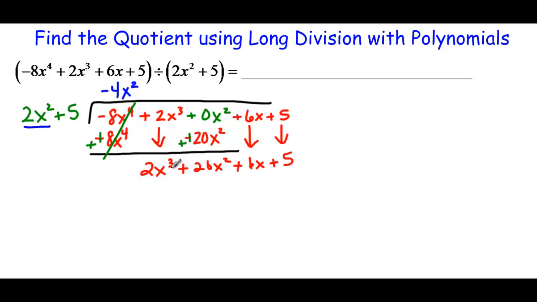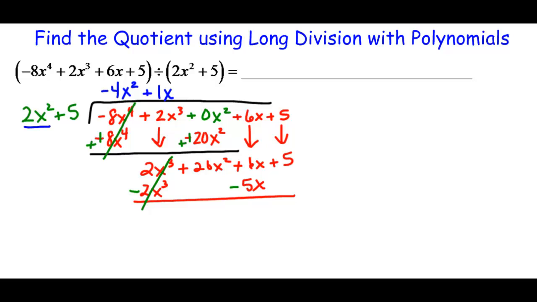2x squared times what is 2x cubed? Well, I just need a 1x, or you could just write x. Again, take this and multiply it by each of the terms below. So 1x times 2x squared is 2x cubed. 1x times 5 is 5x. And again, I'm going to put that under my like term. I'm going to remember to go back and subtract each of those terms to find out what's left over.